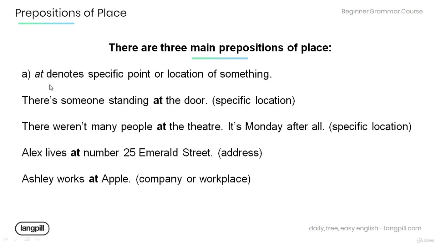A. At denotes a specific point or location of something. Have a look at the examples below. There is someone standing at the door. The preposition of place at denotes a specific location, the door.